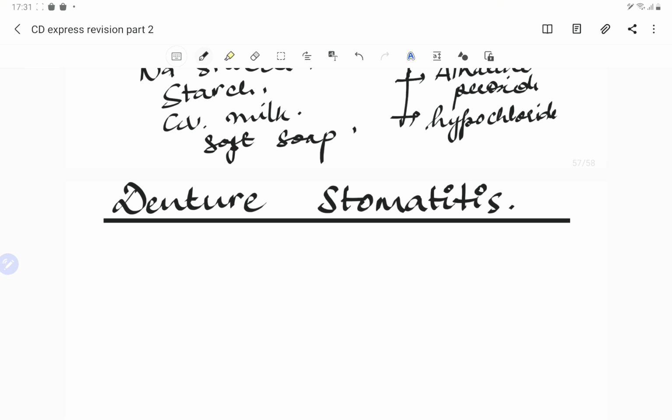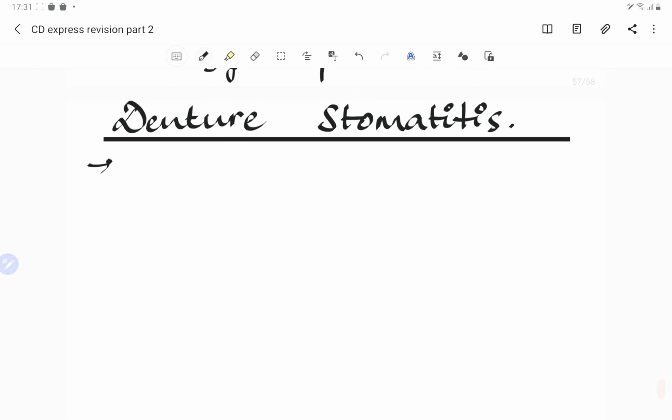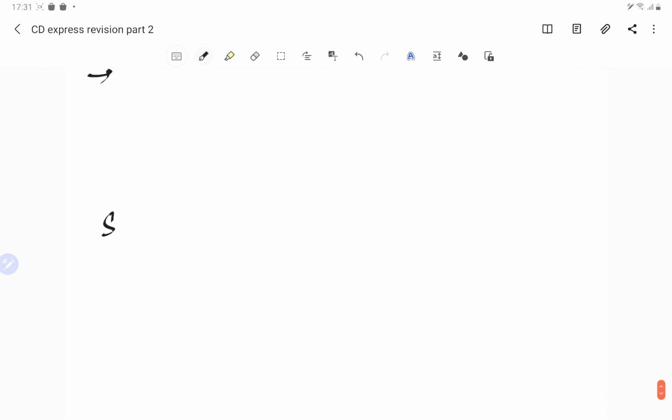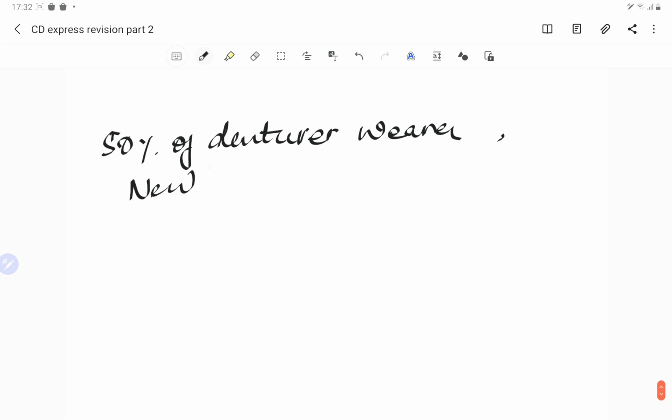The other names can be denture induced stomatitis, denture sore mouth, inflammatory papillary hyperplasia, or chronic atrophic candidiasis. It is seen in 50% of denture wearers. So, 50% of denture wearers actually get denture stomatitis, and according to Newton, it is classified into 3 types.